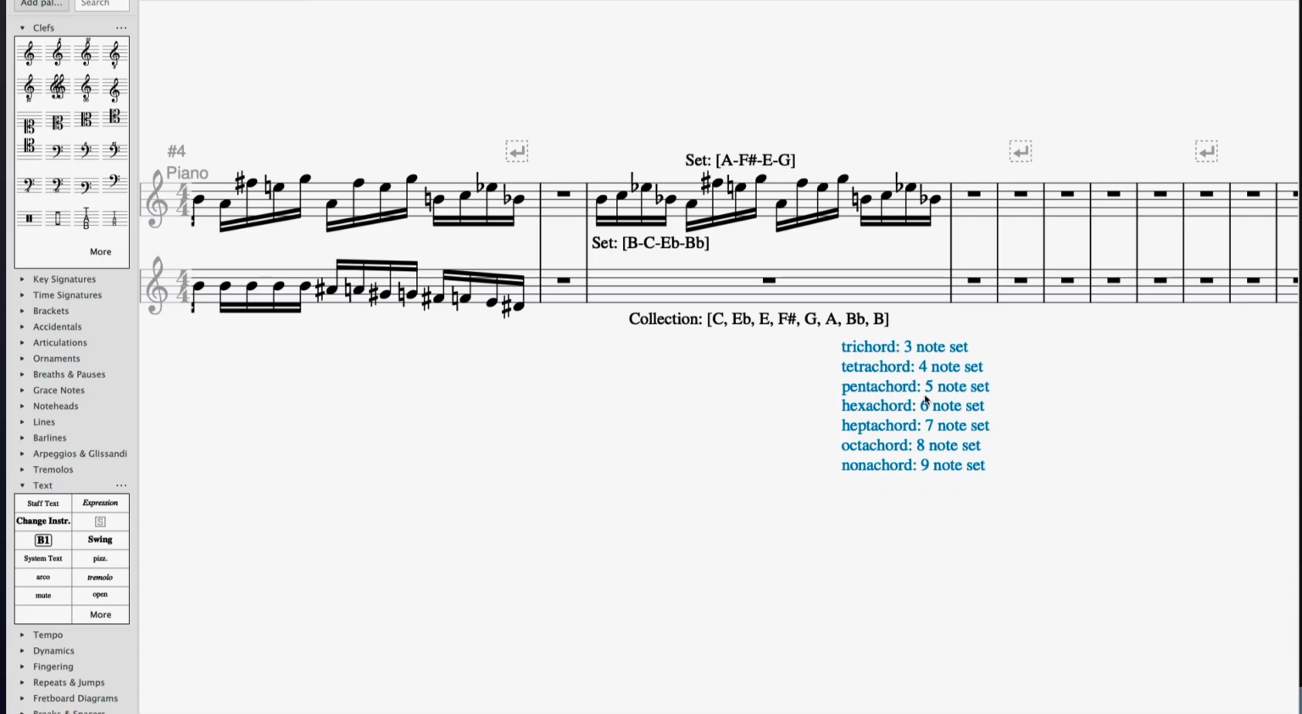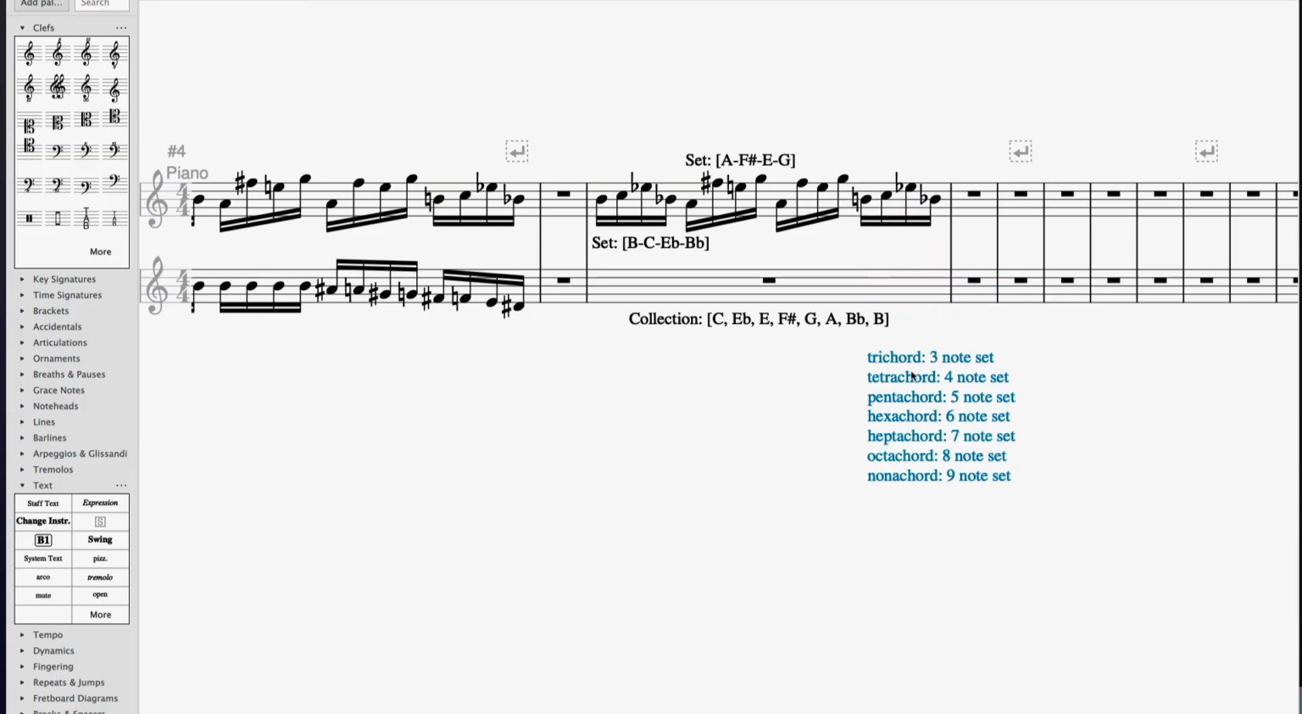For now, just remember, I guess the most important thing here is that when you see something like tetrachord, remember that what we're looking at is a 4-note set. We're not looking necessarily at a chord that has any functional meaning to it. So don't get hung up on that word chord.